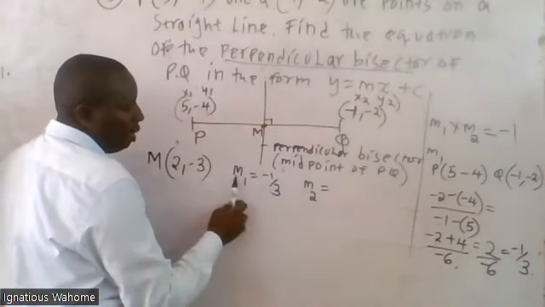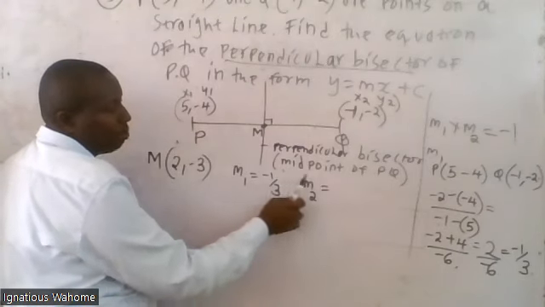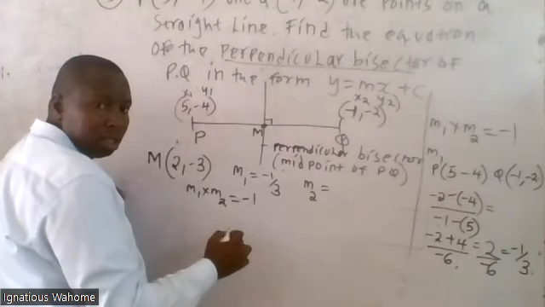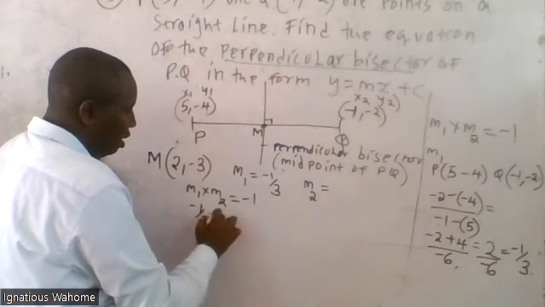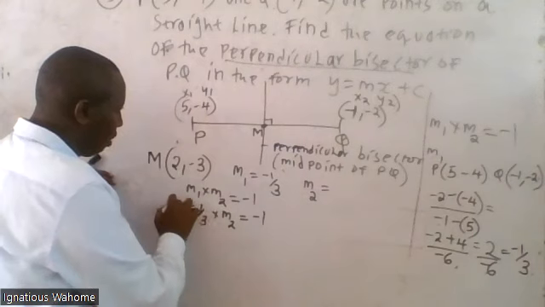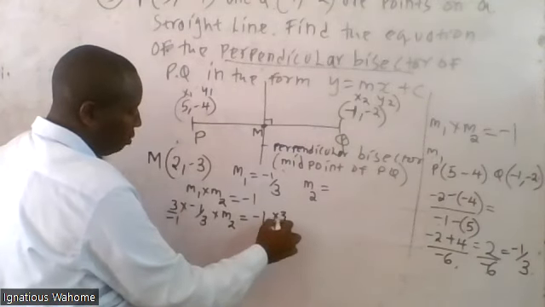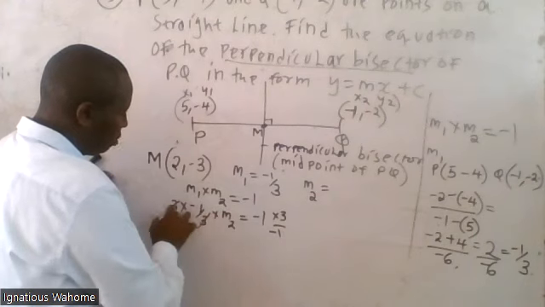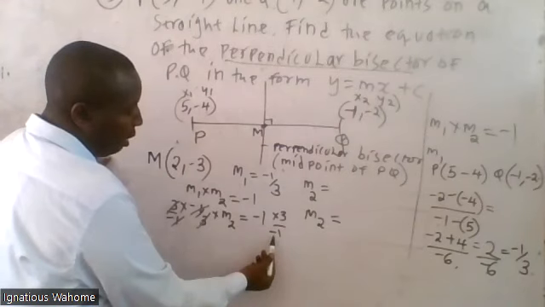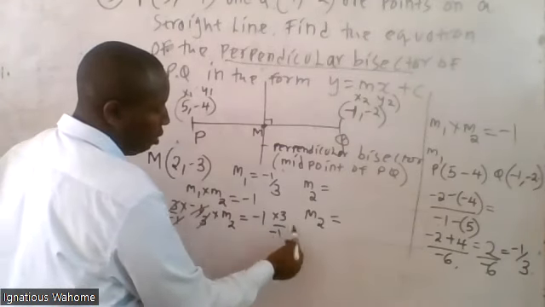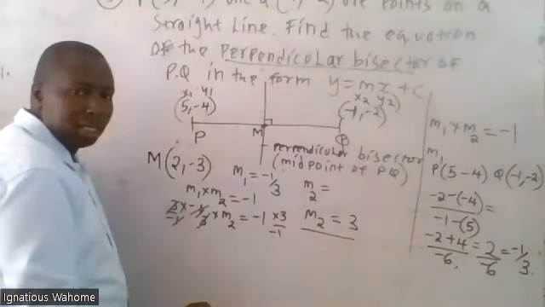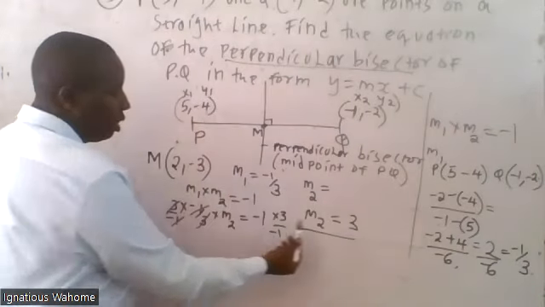Now, because M1 is minus a third and the line is perpendicular, M1 times M2 is equal to -1. So minus a third times M2 equals -1. To get M2, multiply both sides by 3 over -1. A minus divided by a minus is a positive, so M2 is positive 3. That is the gradient of the perpendicular bisector.